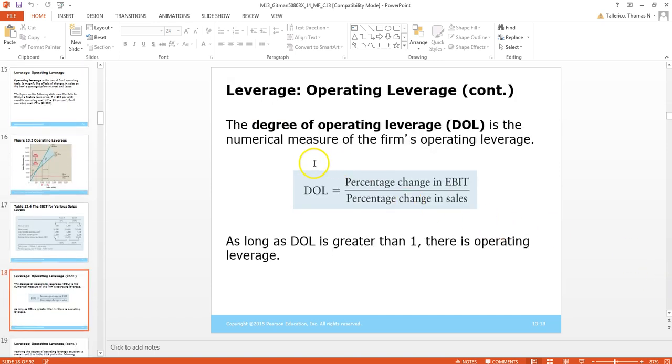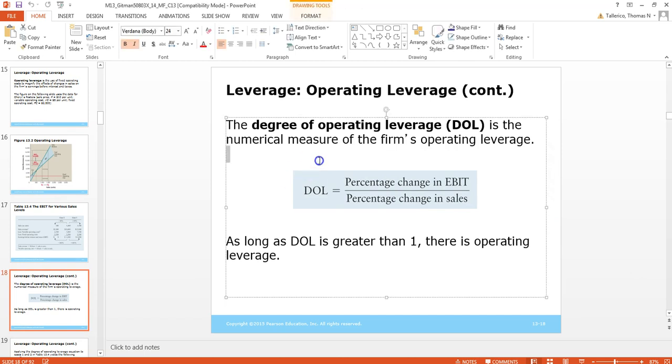All right, so we have an equation here that we all have to know, and this is called the degree of operating leverage. It's your percentage change in EBIT over your percentage change in sales. And as long as the degree of operating leverage is greater than 1, there is operating leverage. Okay, so it's important for everyone to know that.